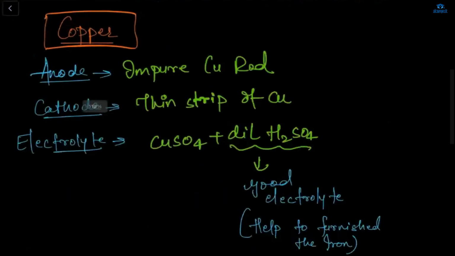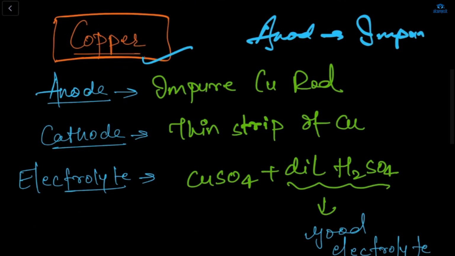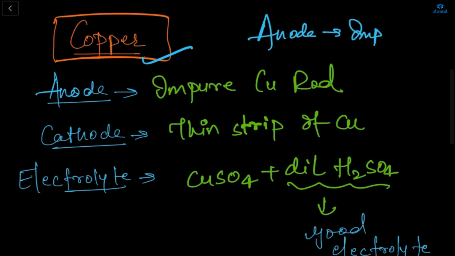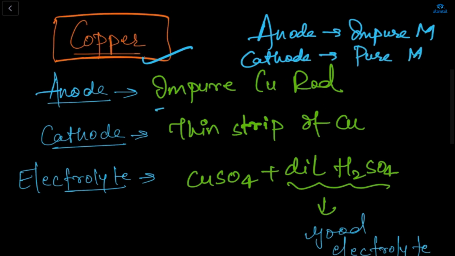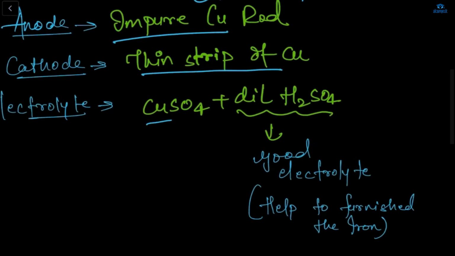So here I am taking copper as an example. So you already know the anode is the impure side. Anode is having impure metal, and cathode is having a thin strip of pure metal. We already discussed this. So the anode is an impure copper rod, and the cathode is a thin strip of copper. And as electrolyte, here I am taking copper sulfate and diluted H2SO4.